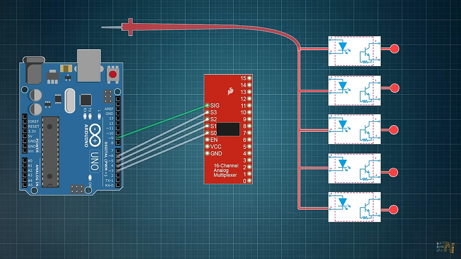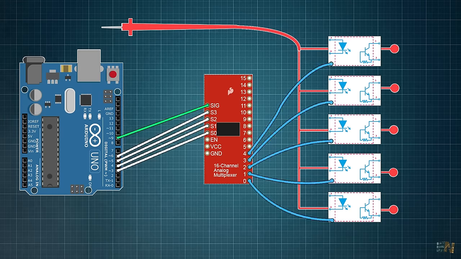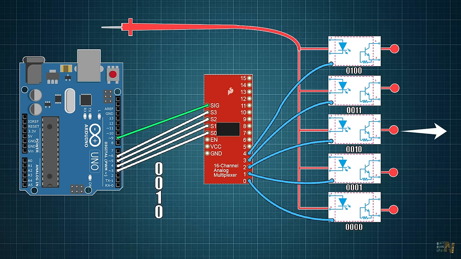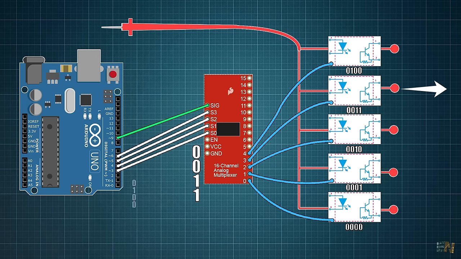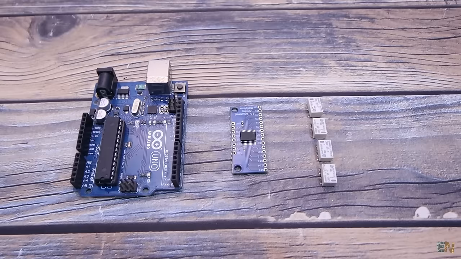I connect the MUX to the Arduino and some output pins to each of the SSRs. By sending a 001, I activate the first output. By sending a 010, the second one, and so on. In this way, I could control 5 SSRs or more. Okay, so that's enough story for today, let's use the MUX module.